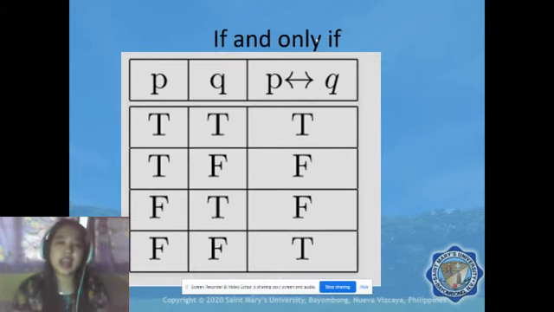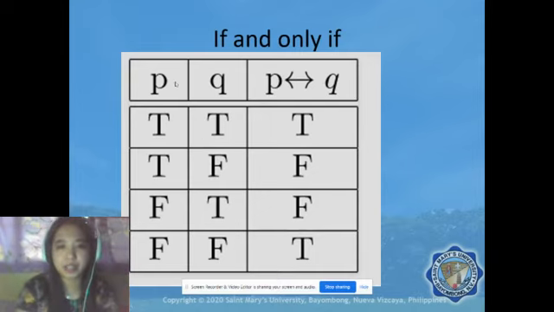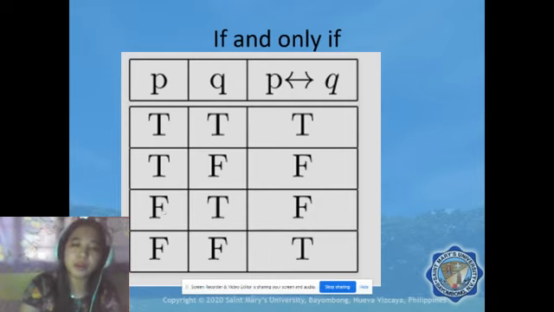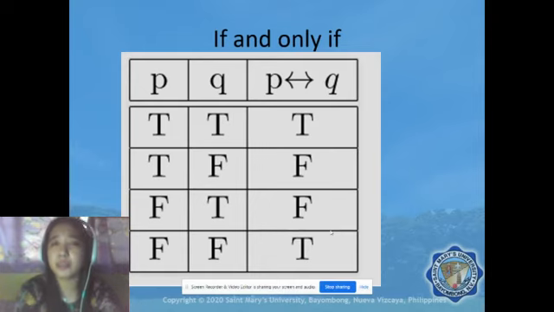Next, let's have the biconditional or double implication. This is a double-headed arrow, read as P if and only if Q. What is the rule here? If both are true, it is true, or if both are false, it is true. So it's actually the opposite of our exclusive or, because in exclusive or, if both are true and both are false, the answer is false.